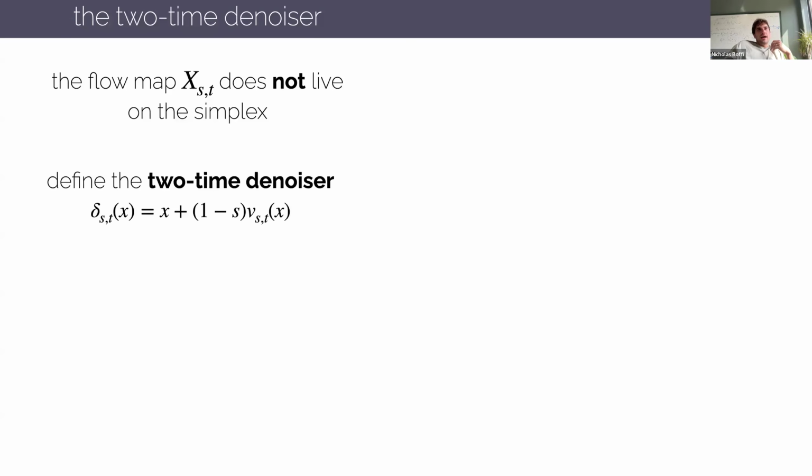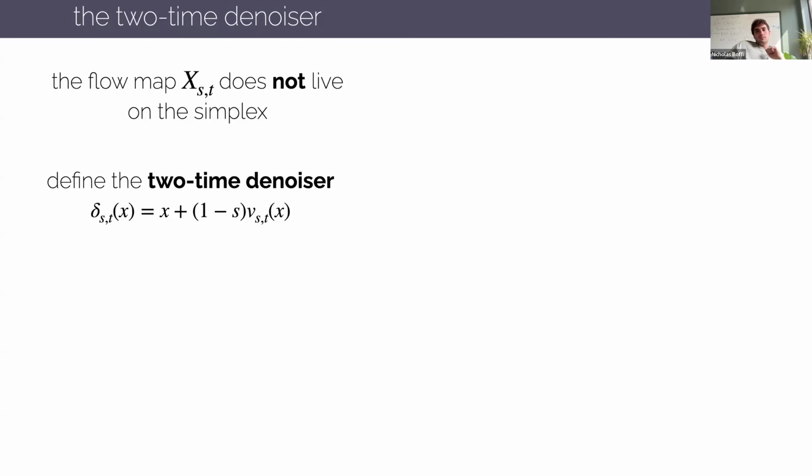So what I'm going to do is define an object called the two-time denoiser. Let's call it delta ST. It's not actually obvious why you would look at this. It took us a bit of time looking for the right definition. But one way you can interpret this is I'm taking a single Euler step from time s to time 1, but I'm doing so with that two-time velocity field. Okay, so it'll become clear in a minute why I call it the two-time denoiser.